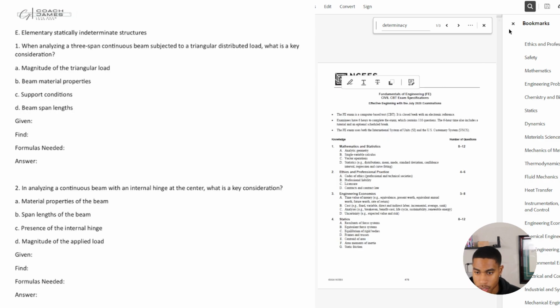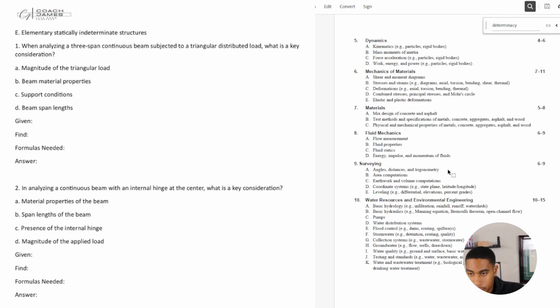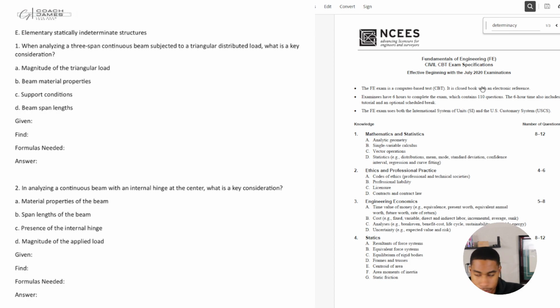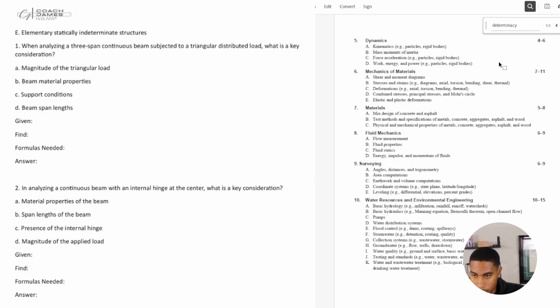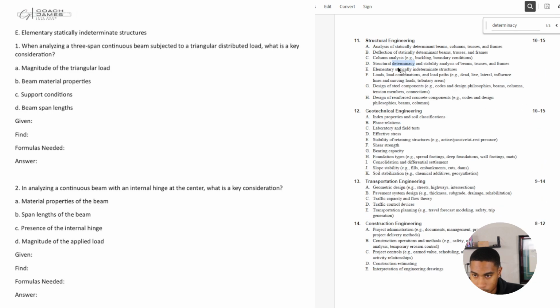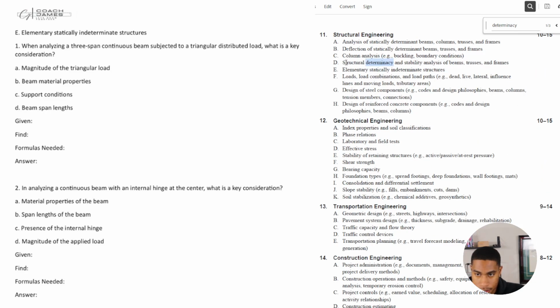So currently, this is your FE reference handbook. And so they list out what's going to be covered. And so we are currently on E, right? So if you missed any of the prior videos that go through structural engineering, definitely check out those. There are some different concepts, different calculations that you definitely will need to know for this test. All right, so let's go ahead and dive in.